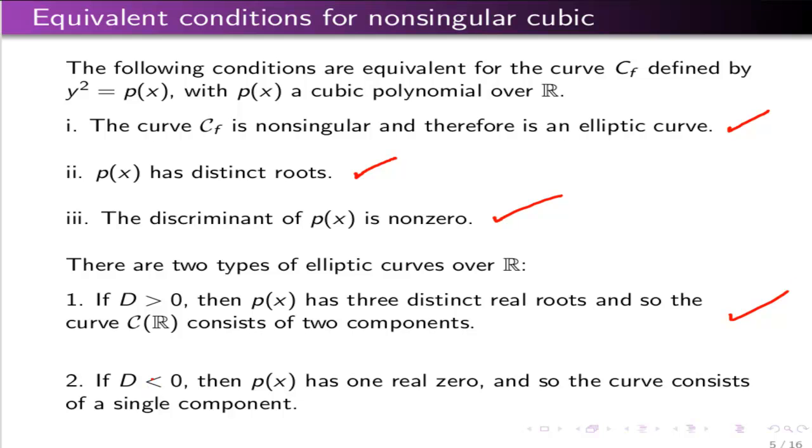And if the discriminant is negative, that means the cubic polynomial has one real zero and two complex zeros. And so you end up with a single component when you sketch the curve. Okay, let's look at a couple examples.